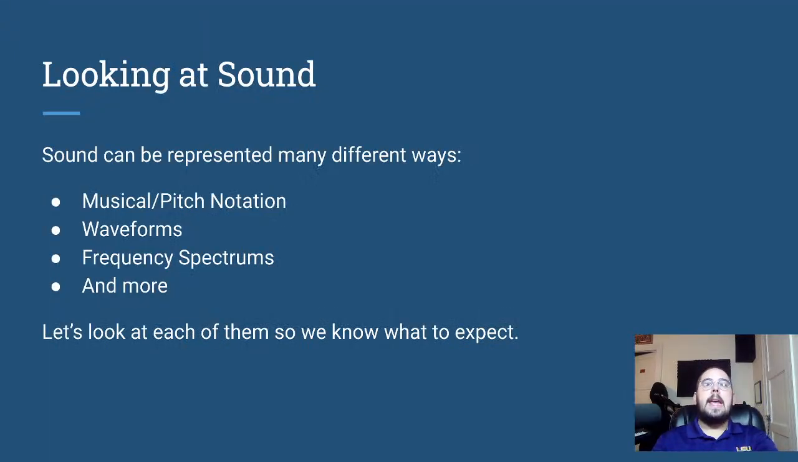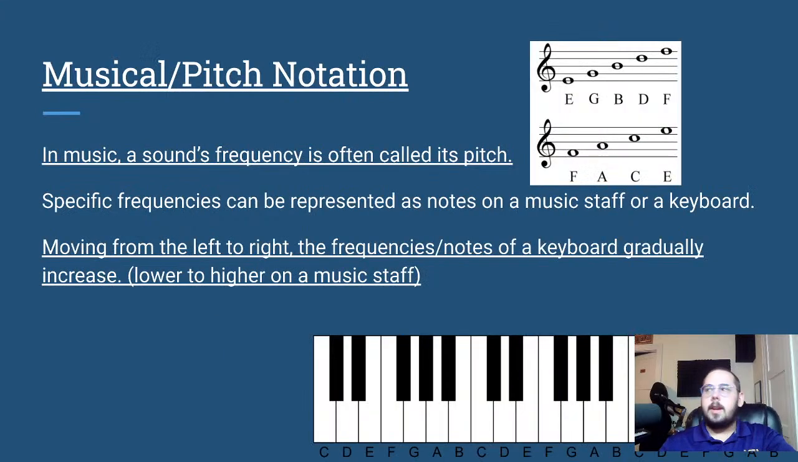All right, ways to look at sound. We can represent sound a bunch of different ways. We've done it a few ways already here today, and I'm just going to go through some of the more common ones that we'll see. The first one is musical notation. This class will be starting with some basic music theory, so we'll get really familiar with this kind of thing.